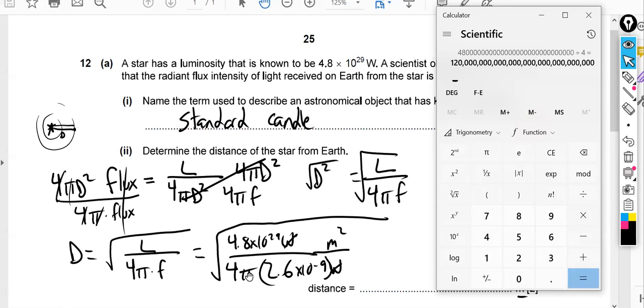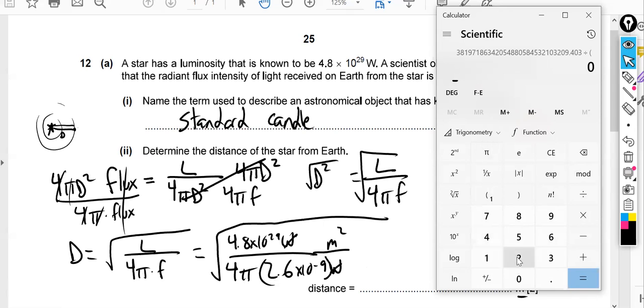I like to chip away at it one piece at a time. So I divide by 4 first. I'm going to divide by pi equals. So I got rid of my 4, got rid of my pi. Now I've got to divide by this. So divided by, open parentheses.